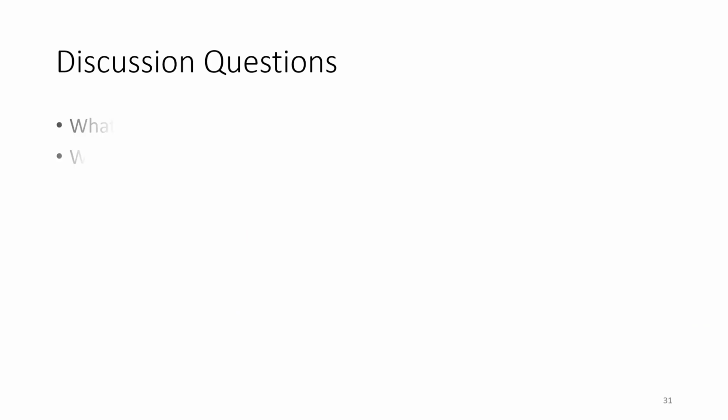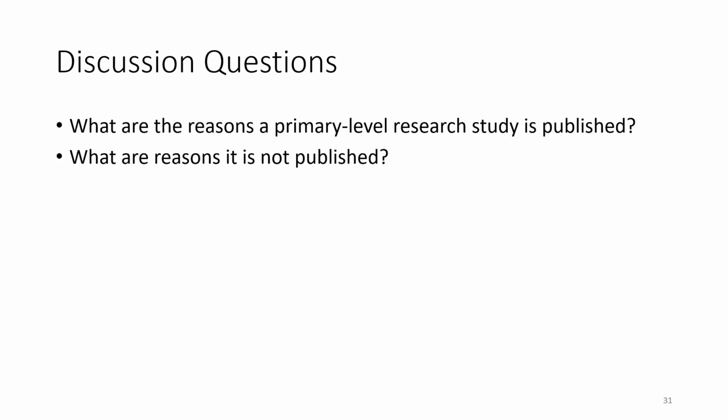So, some discussion questions. What are reasons that a primary level research study is published? The Greenwald paper kind of hints at the problems that emerge from the time you collect data to the point you might publish. What are reasons it's not published? I mean, part of it could be significance. There might be other reasons. I mean, your motivation, for example. Be meta-scientific about this for a little while and think, is it just the quality of the methods? That's a whole other talk.